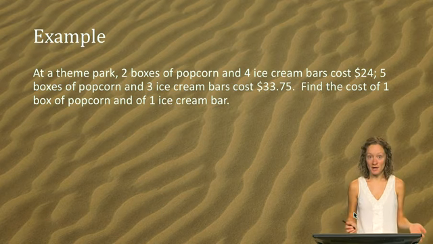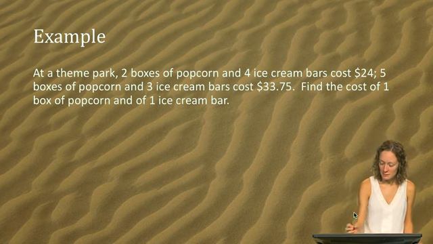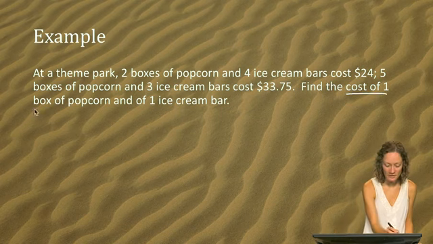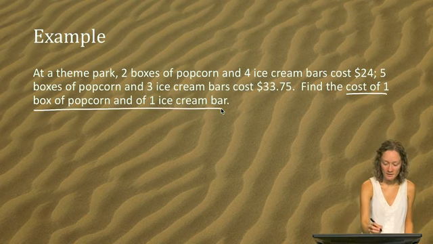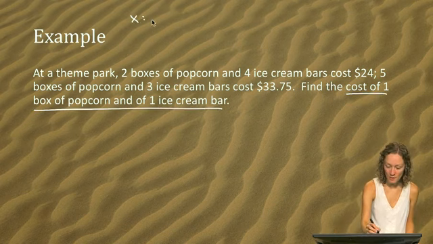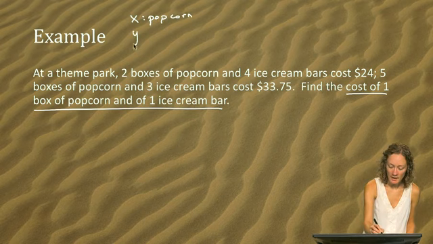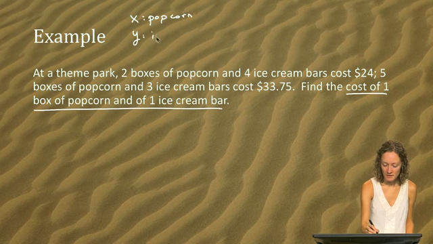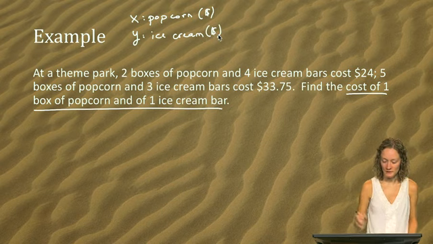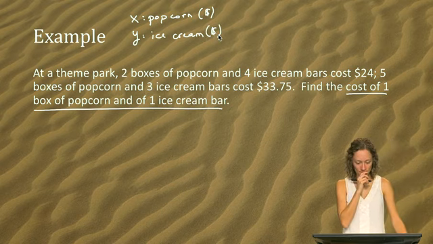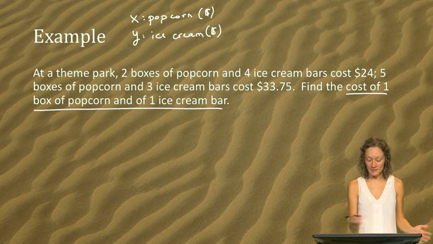So what are the things we're actually looking to solve here? It's listed pretty clearly in the last sentence here. We want the cost of 1 box of popcorn, so we'll call X popcorn, and Y ice cream bar. And it's the cost, so put a $ sign there. Okay, so let's use each set of information to figure this out.